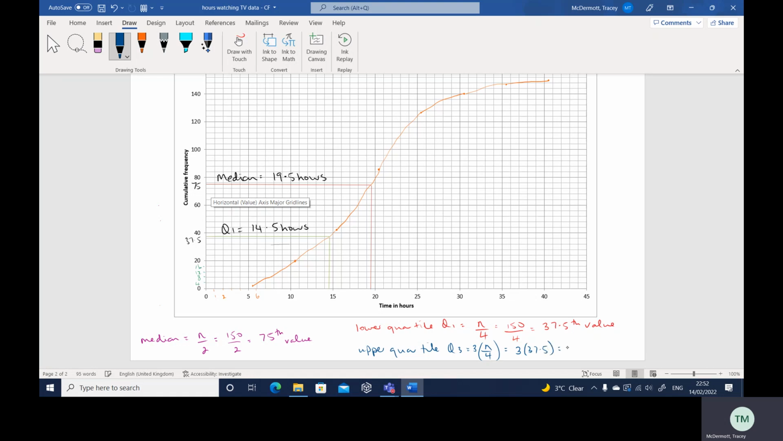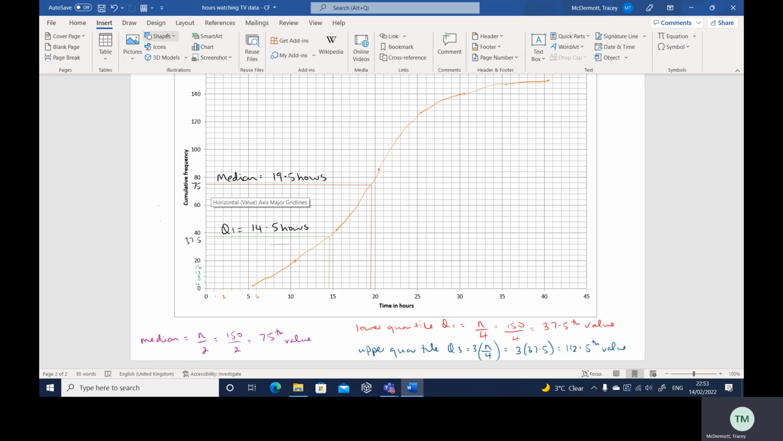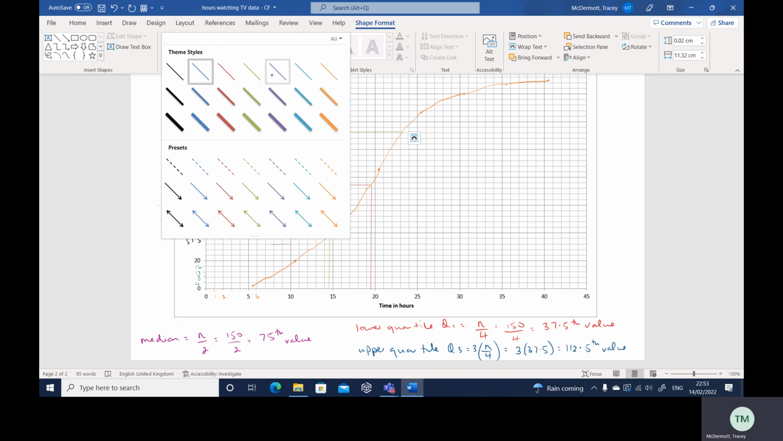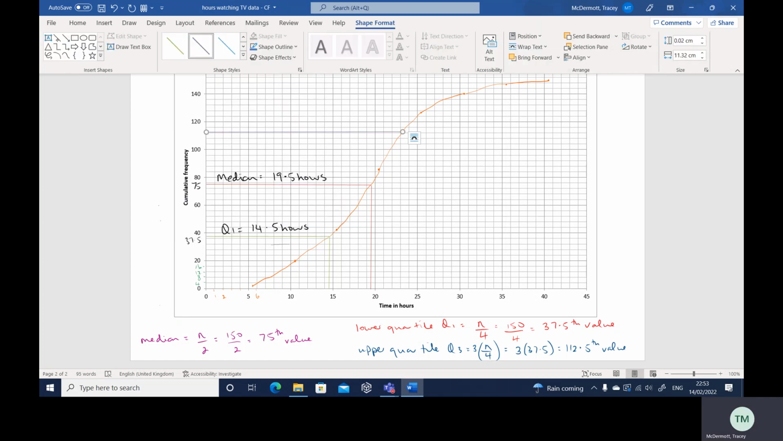So 3 times 37.5 is going to give us 112.5. So that's the value we're looking for now, 112.5. So I'll get my line ready again, or the ruler, and go as close as I can to 112. So that's 104, 108, 112. So I'm just going to go ever so slightly above that line of 112 for 112.5. Cross to meet the curve, and then drop a line straight down.